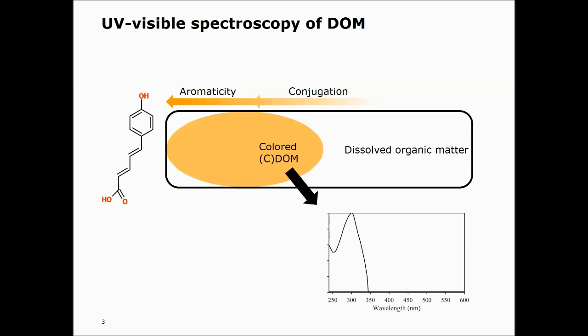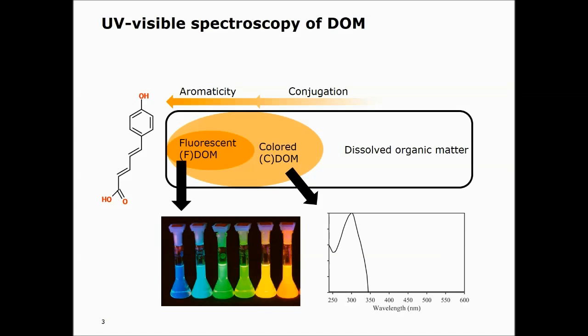Some compounds also contain aromatic moieties, so they have these aromatic rings, and some of them are also conjugated, like the example here. Such compounds are more and more likely, when you add more and more of these aromatic rings and conjugations, to also be part of what we call fluorescent DOM, or FDOM for short. So that's what makes these beakers here go in bright fluorescent colors.